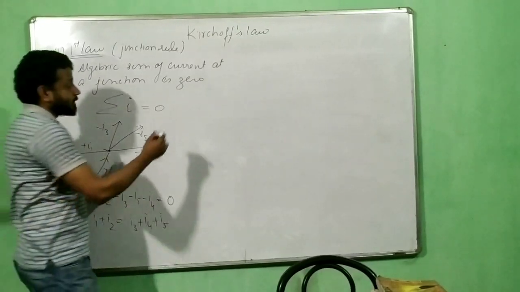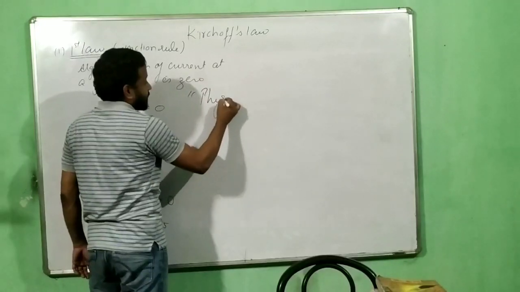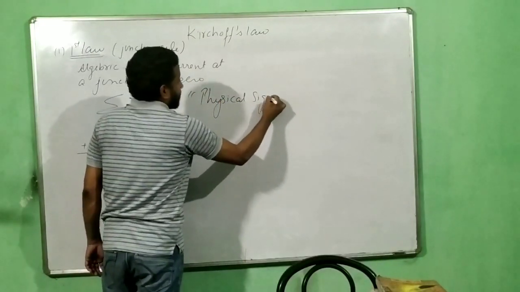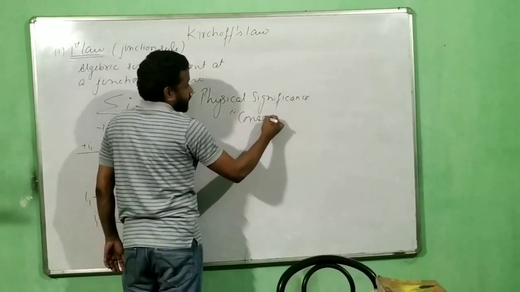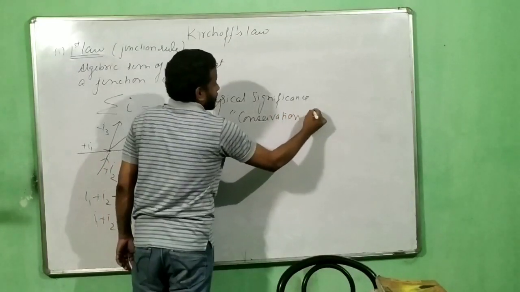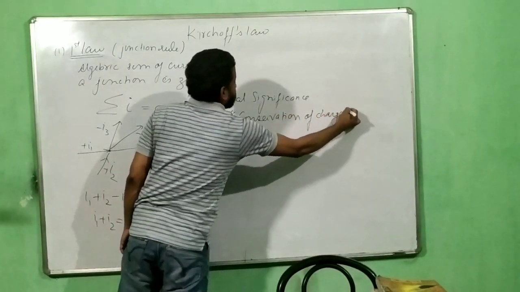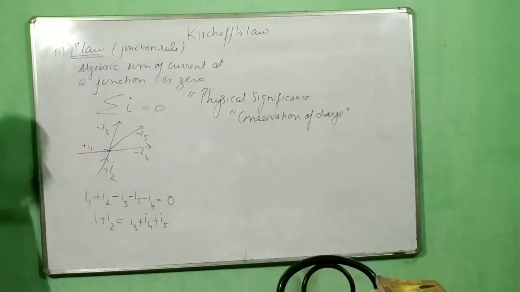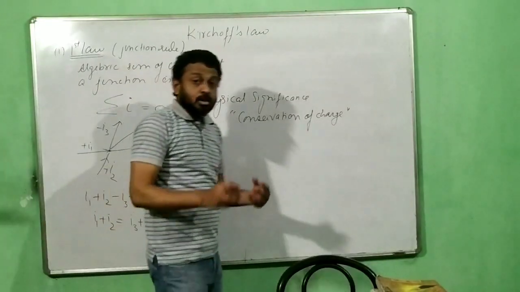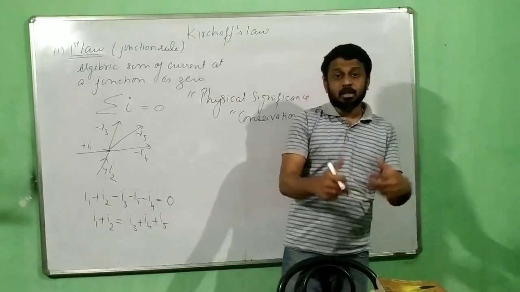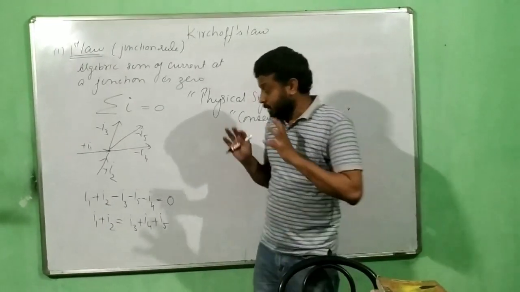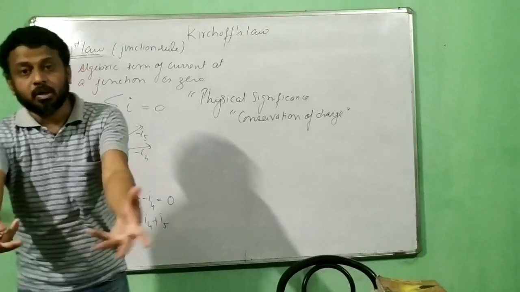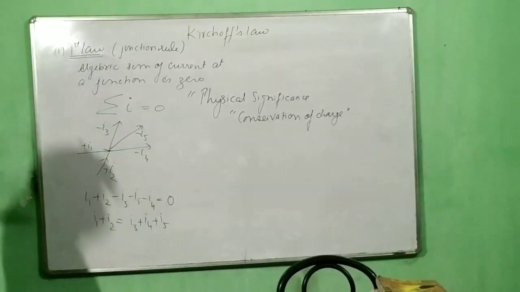Why is this happening? Because it has a physical significance. And what is the physical significance? The physical significance behind this is conservation of charge. This they ask for 1 mark: it is conservation of charge. Charge cannot be created nor can it be destroyed. So the junction is not a source of charge, nor does the junction play the role of a sink of charge. So at the junction neither can charge be created nor destroyed. So the amount of charge entering should be equal to the amount of charge leaving. Okay? And that is the easiest law, the first law.